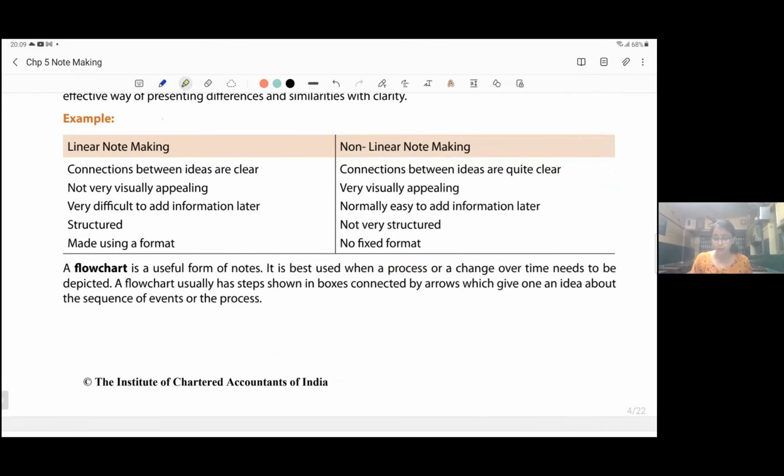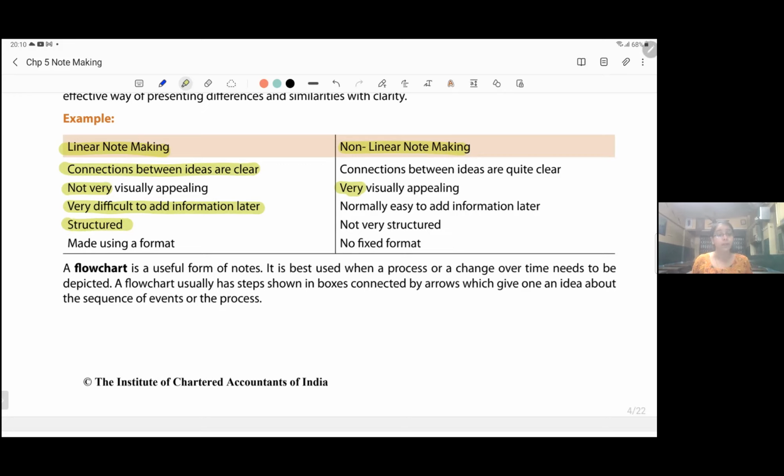The difference between linear and non-linear note making दिया है. Connection between ideas are clear. Not very, and here very, visually appealing. Very difficult to add information later. एक बार मैंने linear start कर दिया, information लिख दिया, heading, subheading, सब point. After that, at the last, I want to add something. Then I can't add. It is very difficult. But here in non-linear, I can add the information very easily.